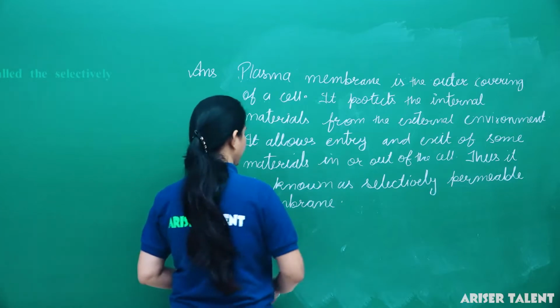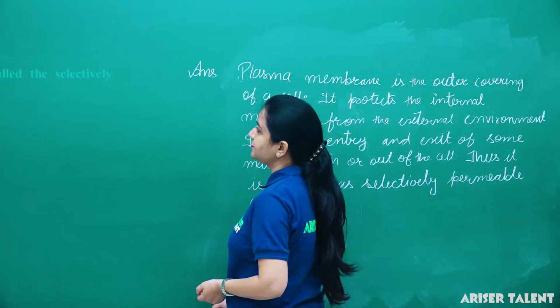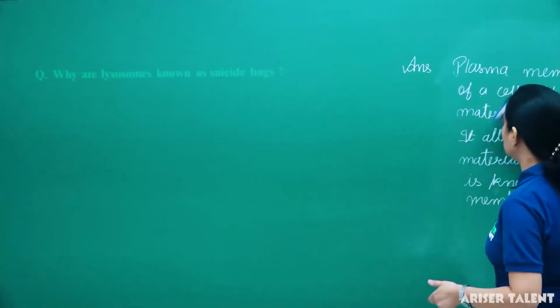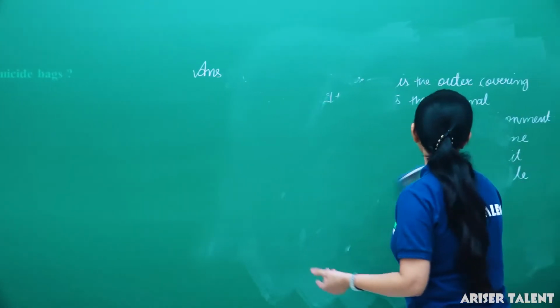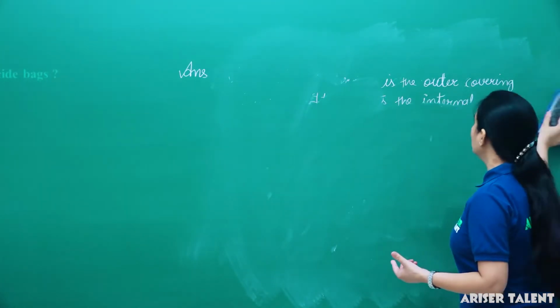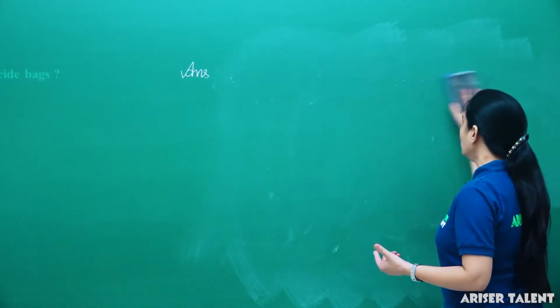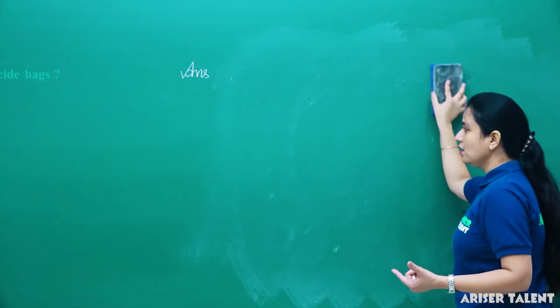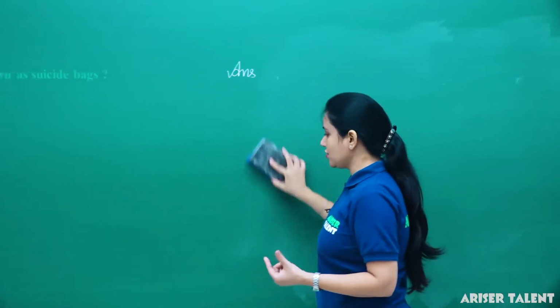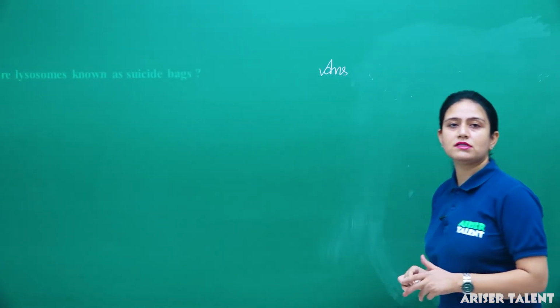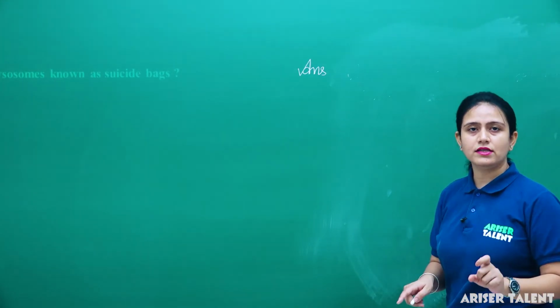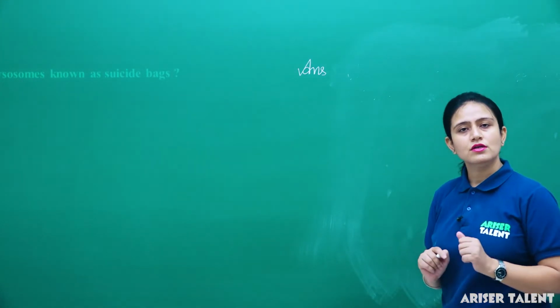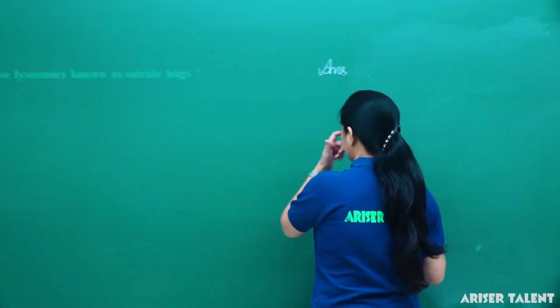Okay. Next is, why are lysosomes known as suicide bags? As we know, some cells are destroyed by physical or chemical influence. Then lysosomes, which are present in the cytoplasm, burst out and release digestive enzymes, and then they digest their own cell. This is the reason that lysosome is known as suicide bag.